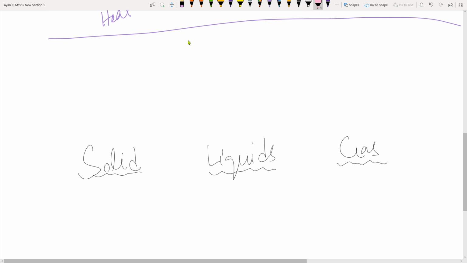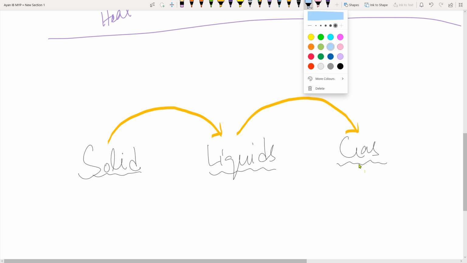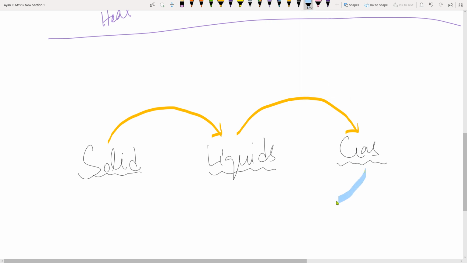So if you're heating it up, I'm going to use orange for heating, right? If you heat it up, what happens to the particles, and what do we call this? And if you cool it down, in this case, let me just choose a cold blue color. So if you're cooling it down, then what's going to happen? This is a cooling cycle. So I know you know this, right? This is what we call melting.